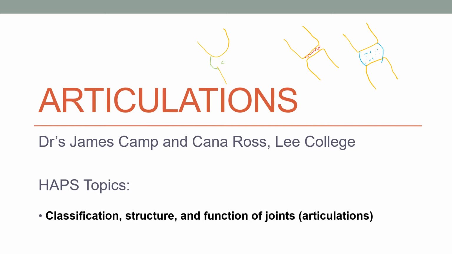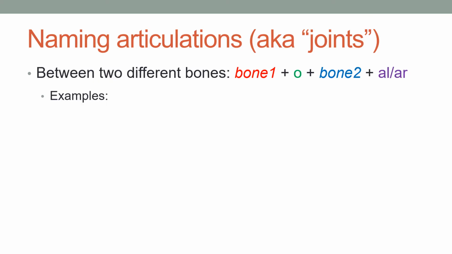And obviously, this first one, where you just have a little bit of collagen glue binding this set of bones together, is not going to be movable. That's like the sutures in your skull, perhaps. Okay, so let's talk then about how we name articulations, aka joints.